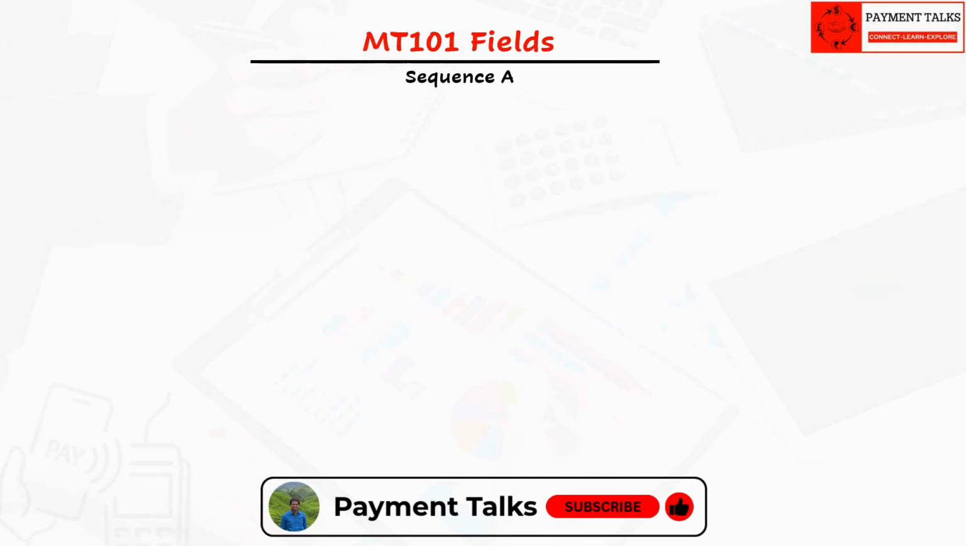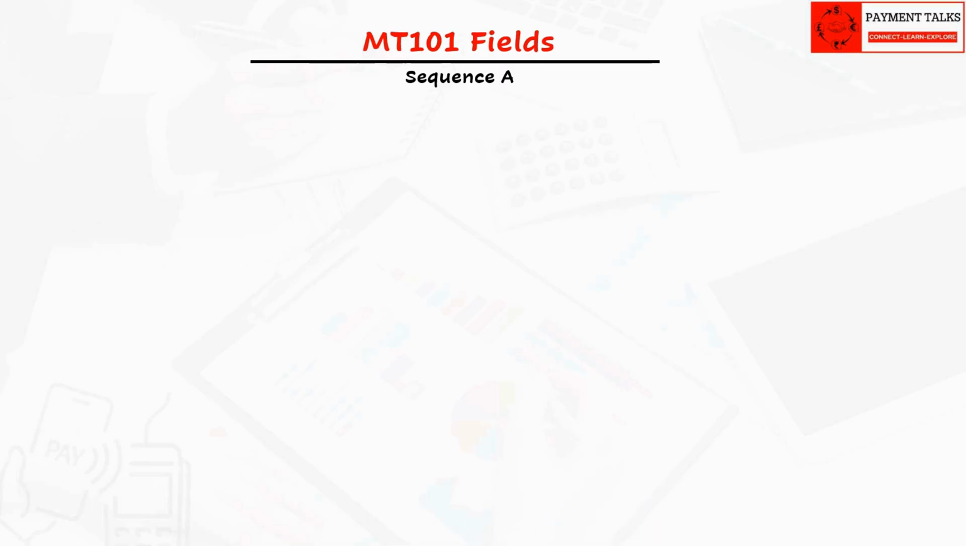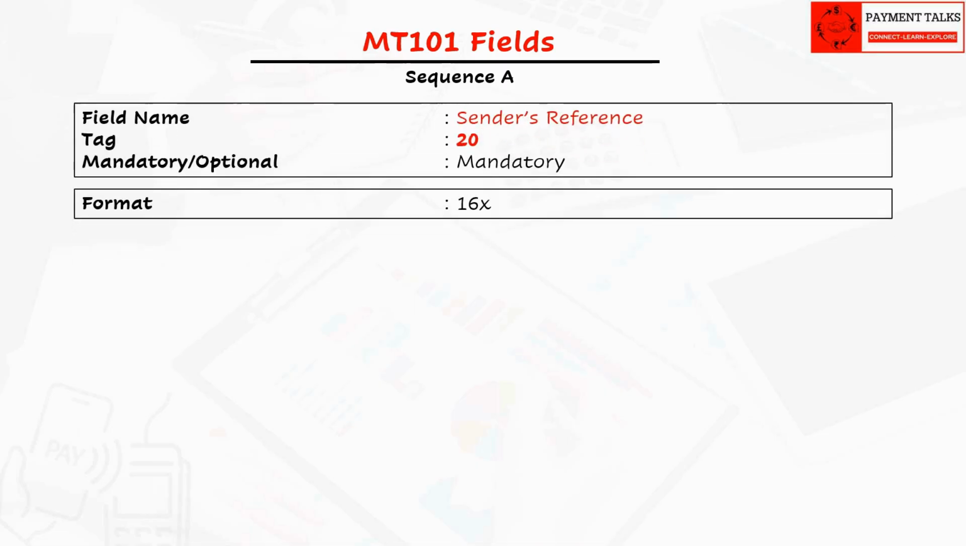Let us look at the individual fields of MT101. As we know, MT messages follow strict sequence as per the spec. We shall also follow the same order as mentioned in the MT101 spec. First, we shall see the sequence A fields. The first field is sender's reference, tag 20. This is a mandatory field in MT101.